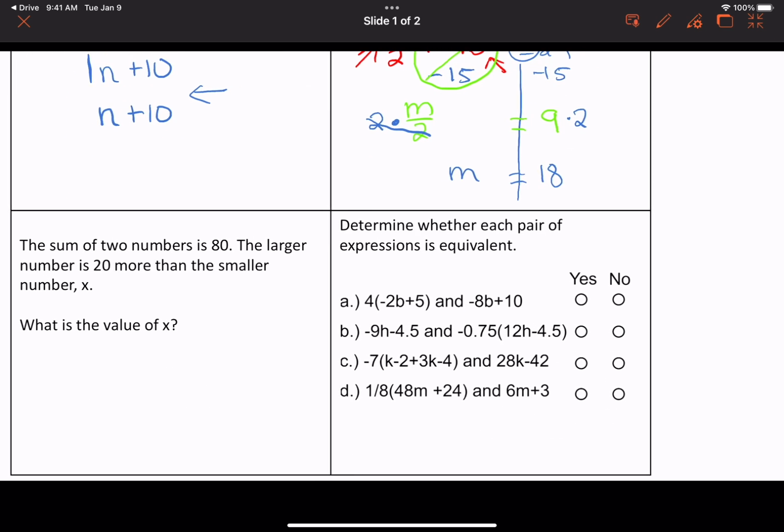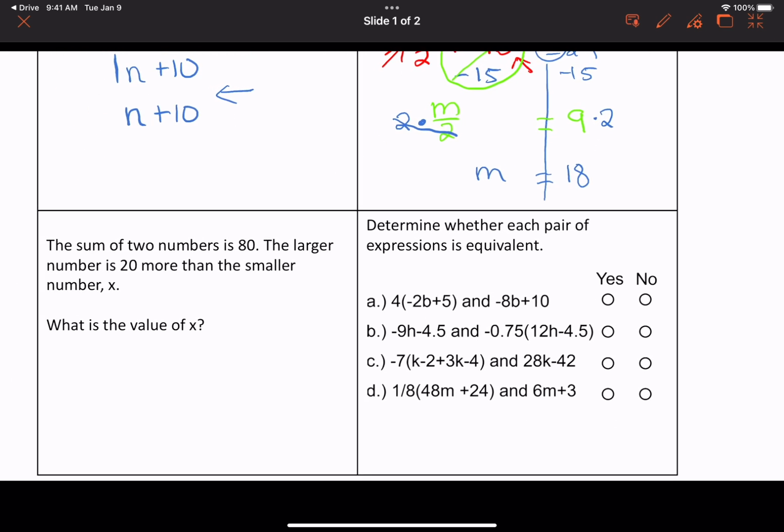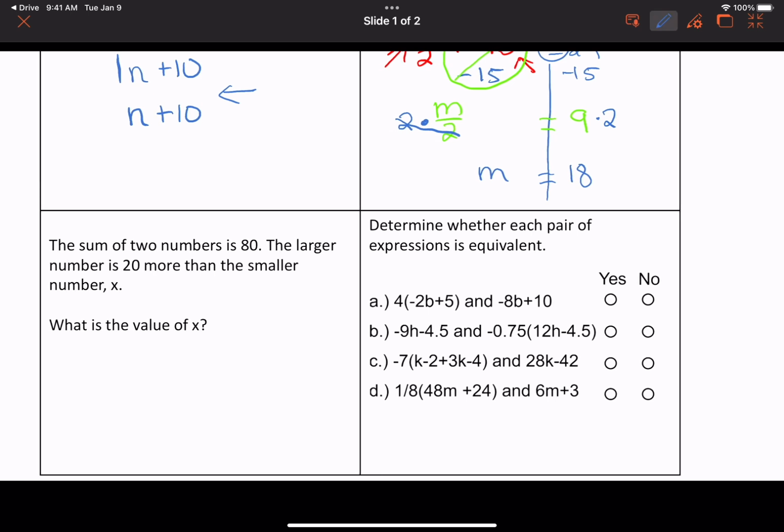Next up, another word problem where you have to write out the expression. So much fun. All right, here we go. The sum, remember that a sum takes two numbers, of two numbers is 80. Well, okay, so the sum of two numbers is 80. The larger number is 20 more than the smaller number, x. So our smaller number is x, and our larger number is 20 bigger than it.